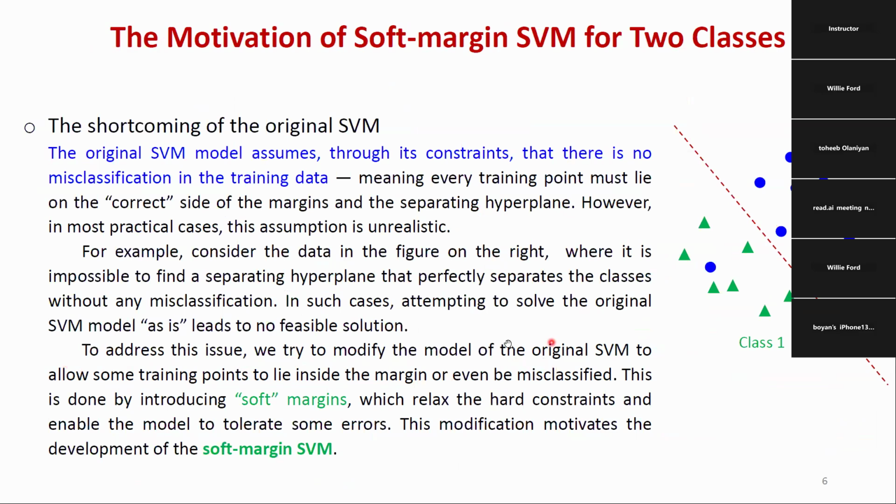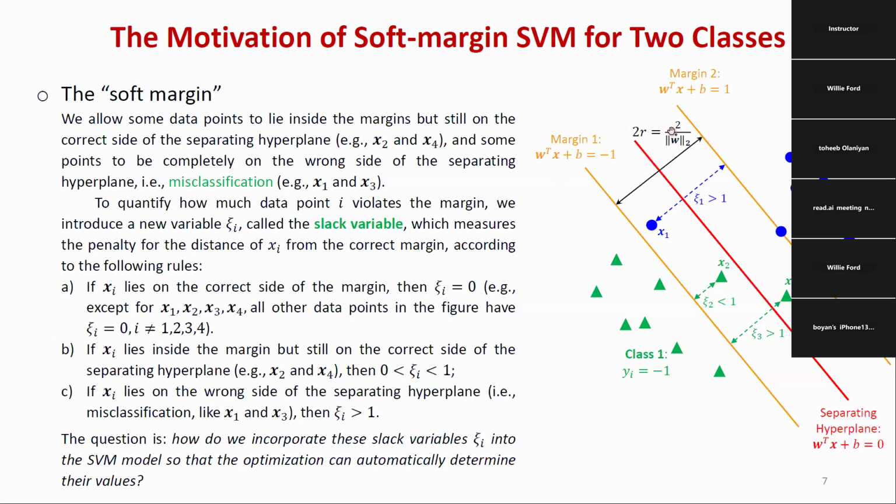We try to modify the model of the original SVM to allow some training points to lie inside the margin line or even be misclassified. This idea is actually soft margins, in which we relax those constraints and enable the model to tolerate some errors. This modification shows the motivation of the development of the soft margin SVM. Let's have a look at how we can make it.